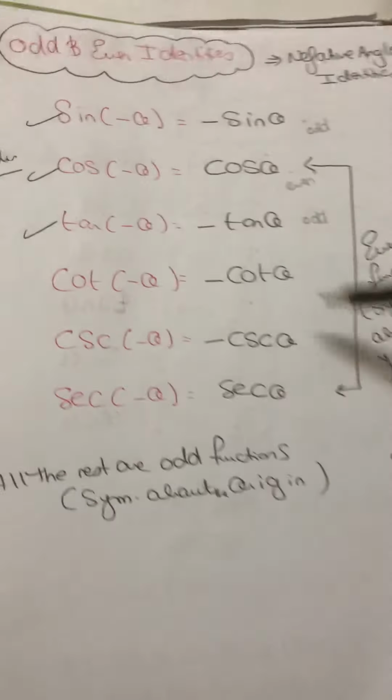Now, as I said, I have a very important point regarding co-function identities. First of all, these questions are not in your book, okay? It says, using co-function and odd and even identities, or as I said, negative identities, find out, okay?